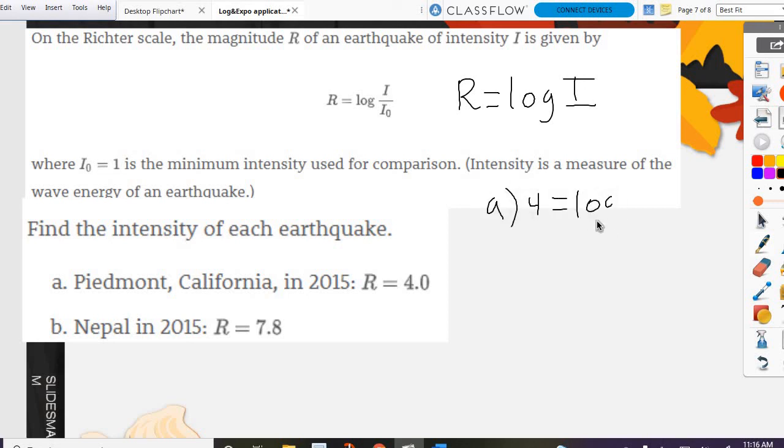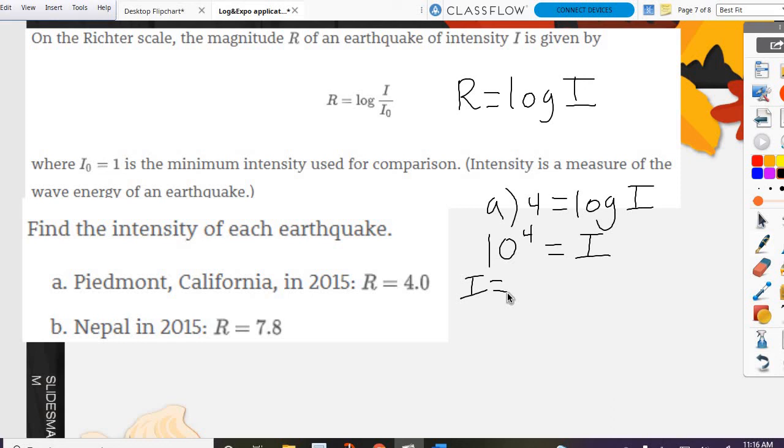I. So what would we do in order to solve for I? 10 to the log I, 10 to the 4th. Correct. We're going to exponentiate with a power of 10. If I do that, what's going to happen on the right side? Log I. It reduces. So what do we get for I? 10,000.